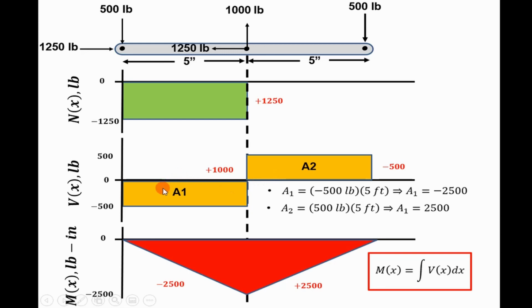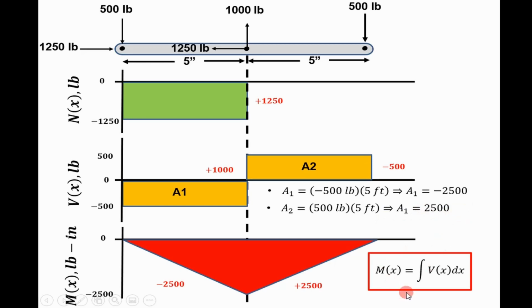So if you calculate your areas right here, this is just a rectangle, so it's going to be negative 500 times our length, 5 inches, and so we end up with negative 2,500 pound inches. Our area right here under the curve is going to be positive. So we take 500, which is our height, multiply it by the length of this rectangle, which is 5, and we end up with 2,500 pound inches here.